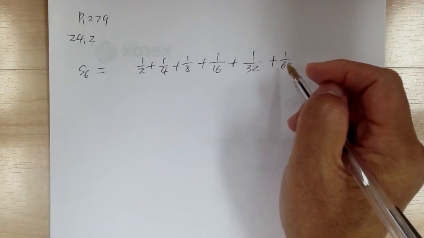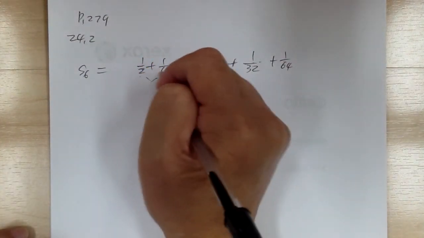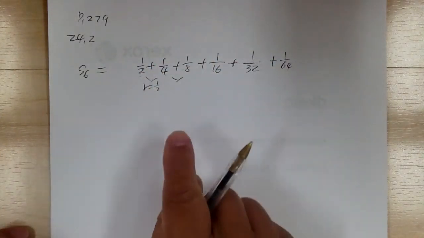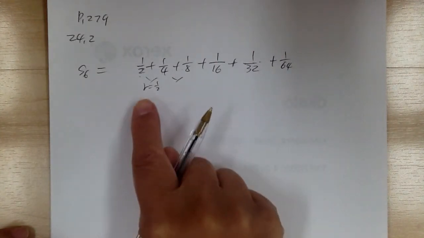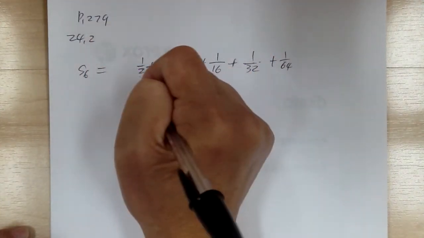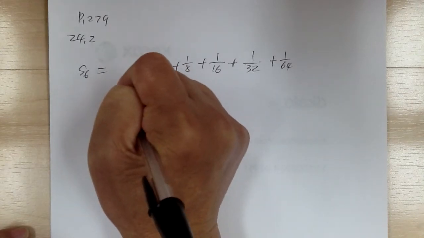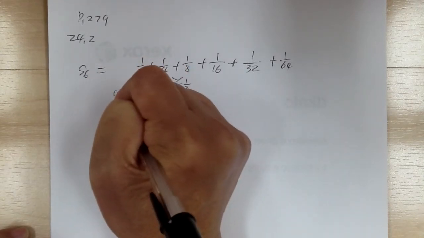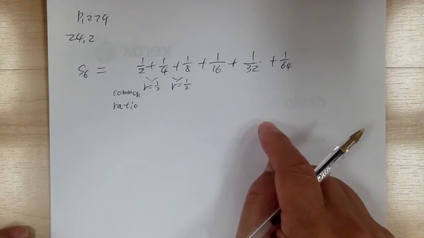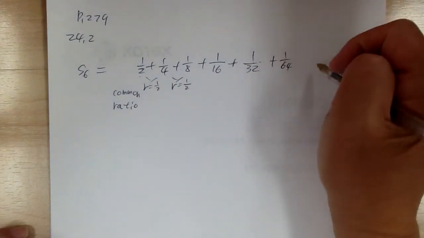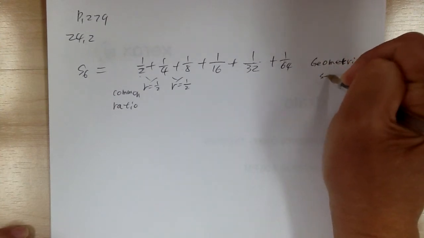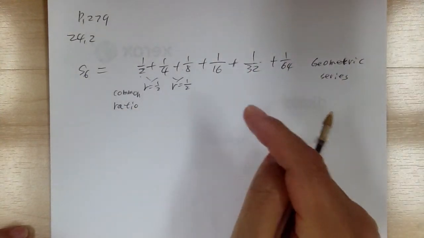So what you want to do is notice you have to multiply by 1/2 to get that, so R equal to 1/2. Notice, in geometric you have to multiply, in arithmetic you have to add. Again, you have to multiply to get to the next one, so this is called a common ratio. So R is the common ratio, and the common ratio is what you need to multiply to get to the next one. And this is a geometric series because you have to multiply.